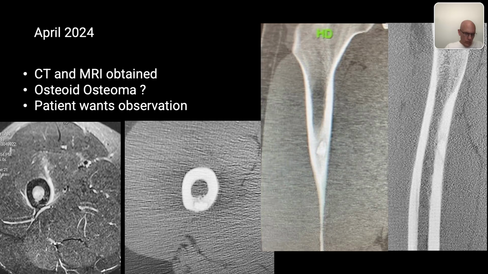New slide. So the plain x-rays, I apologize, didn't show anything dramatic. So the managing team decided to get an MRI and a CT scan. On the MRI, an intracortical lesion, but no surrounding fluid collection. The CT, again, demonstrating an intracortical lesion, and it was felt to potentially, especially given the history, to represent an osteoid osteoma.